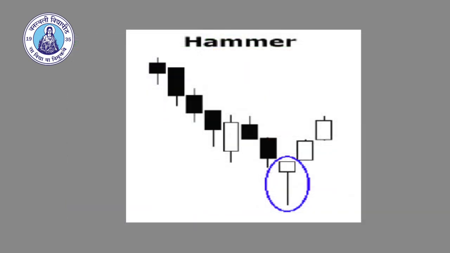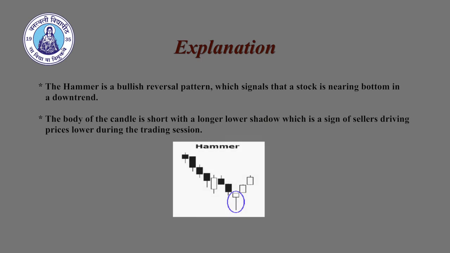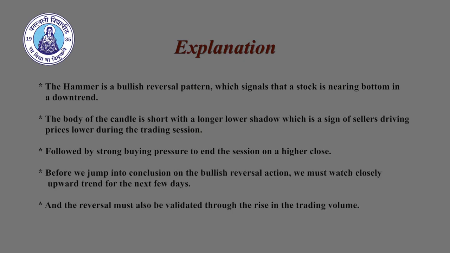Now, suppose you see a hammer. The hammer reflects a bullish reversal pattern, which signals that a stock is nearing the bottom in a downward trend. The body of the candle is short. If you look at the graph, you can see that I have highlighted that. The body of the candle is short with a longer lower shadow, which is a sign of sellers driving prices lower during the trading session, followed by strong buying pressure to end the session on a high close. Before we jump to the conclusion that this is a bullish reversal, we must watch the market closely for a few days to look for the upward trend. Similarly, you can also have an inverted hammer.